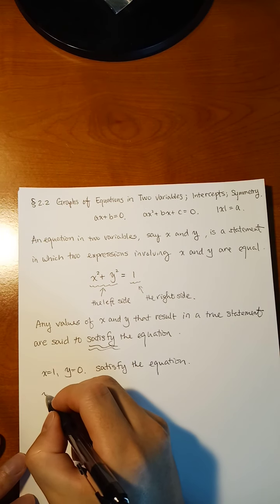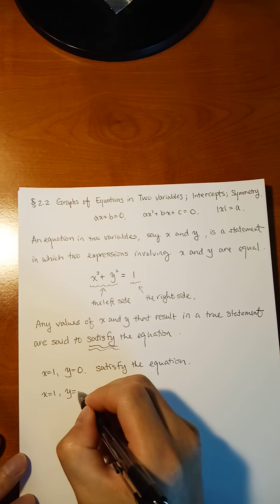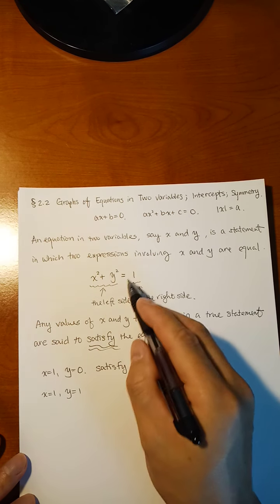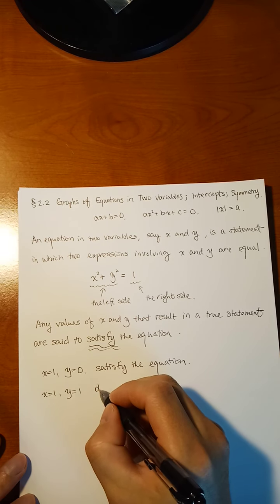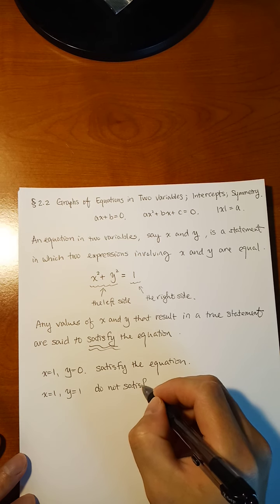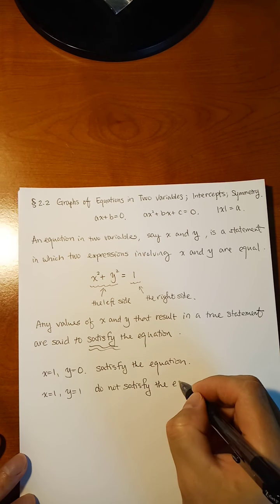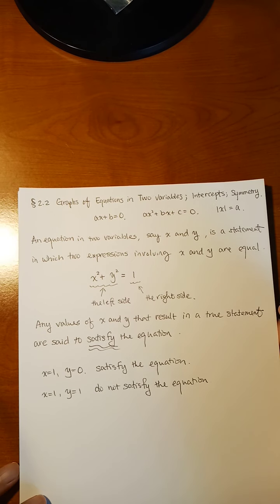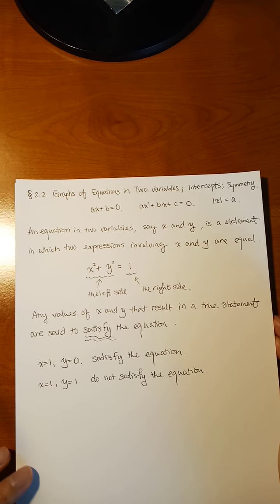And of course, take x equal to 1, y equal to 1. If you try this, the left-hand side becomes 1 plus 1, which is 2. It's not equal to the right side. So this pair does not satisfy the equation. Okay, so that's how we say satisfy or do not satisfy.